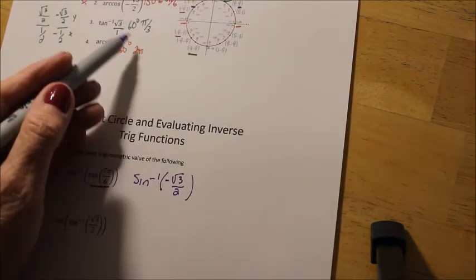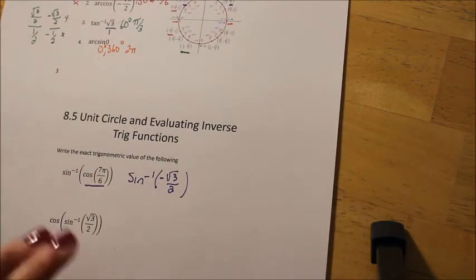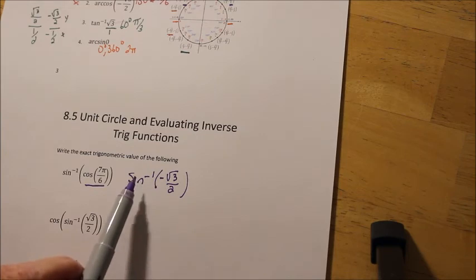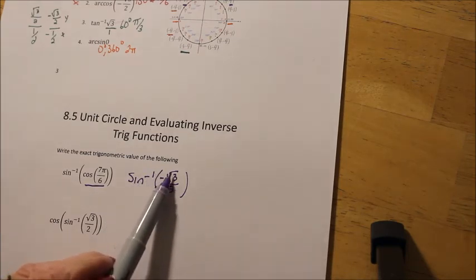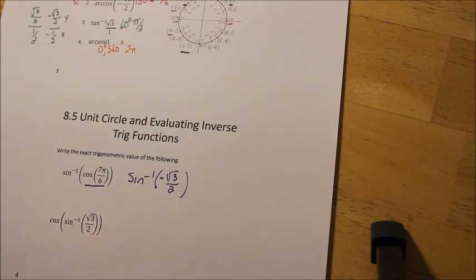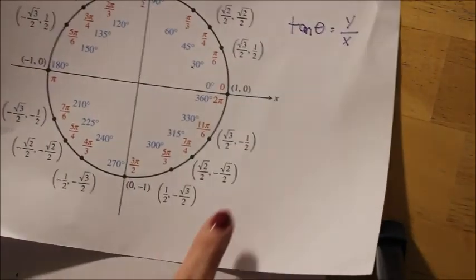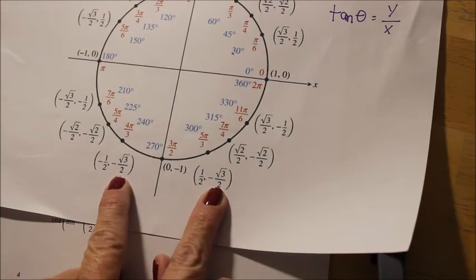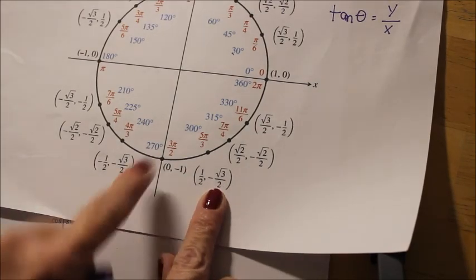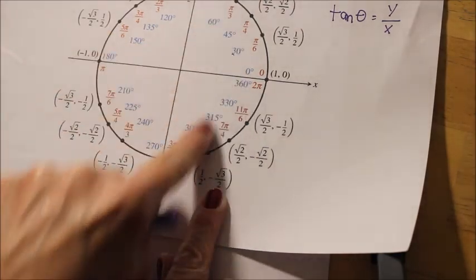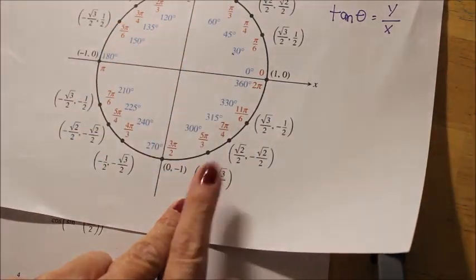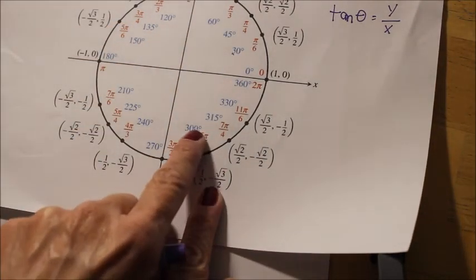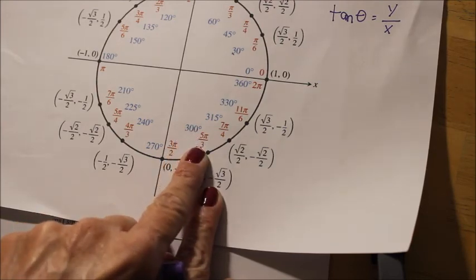Then we're going to go back up and do what we did up here on this slide here. Now we go to, okay, sine is y, right? So I need to find my y coordinates with negative square root of 3 over 2. So let's find my y coordinates that have a negative square root of 3 over 2. It's these two right here. But remember, sine has to stay in quadrants 1 and 4. So therefore, this is going to be my answer of 300 degrees or 5 pi over 3.